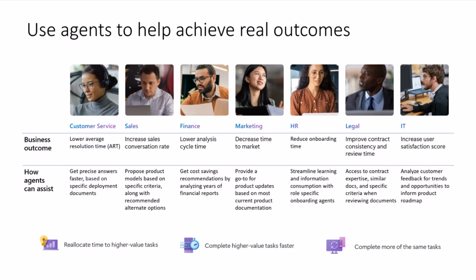You can complete higher value tasks faster, because the agent is supporting you to be more efficient, getting you the information that is relevant for your decision making and so on. And you can complete more of the same tasks, the repeated processes. If we can automate them, we have more time for the more relevant information and tasks in our day-to-day life.